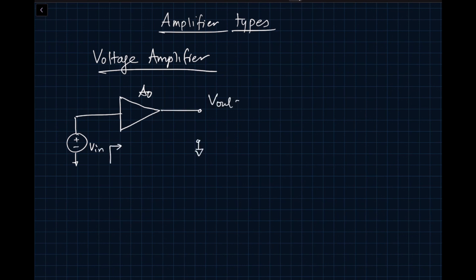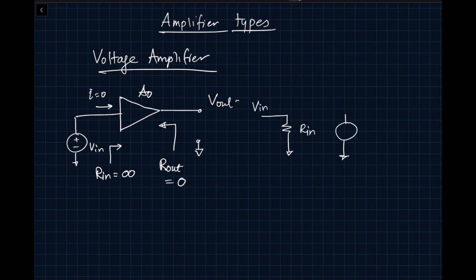So in this case we would like to see R in equal to infinity because we don't want any current to flow in here, I equal to 0. And what would we like to see R out? We would like to see that as 0. So realistic model of the amplifier is going to look like this. This is V in and this is your R in, and we have plus minus A0 times V in and we have R out. And this we have done before many times, right? So this is the realistic model of the voltage amplifier.